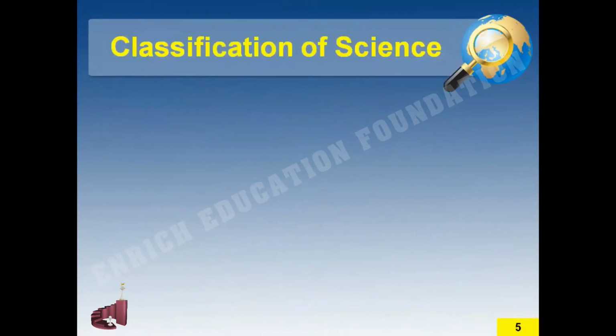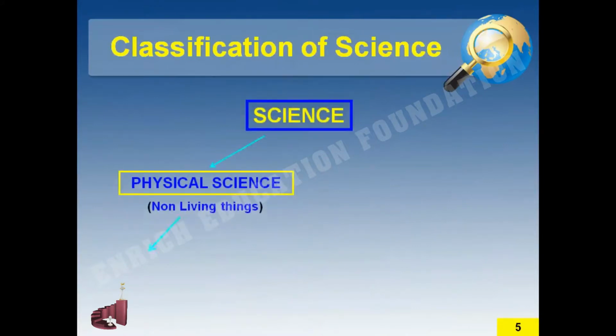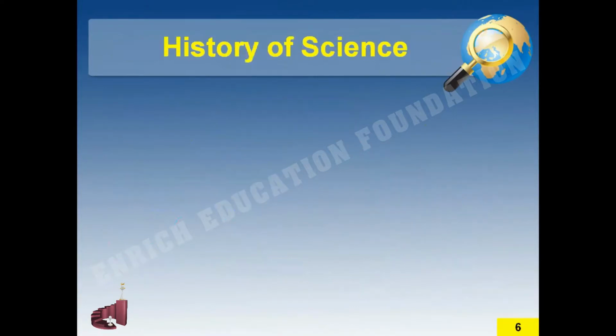Science can be classified into two categories. One is physical science, which involves the study of non-living things, and this is further subdivided into physics and chemistry. The next is biological science, which involves the study of living things, and biological science is subdivided into botany and zoology. So students, we have seen what is science and its classification. Now let us see from which period man started to have scientific advancements. That is, let us go to the history of science.